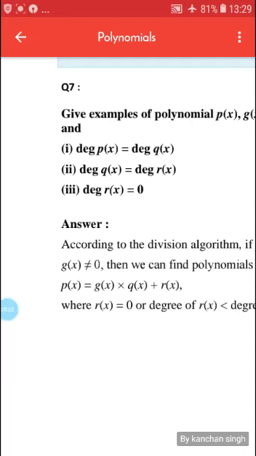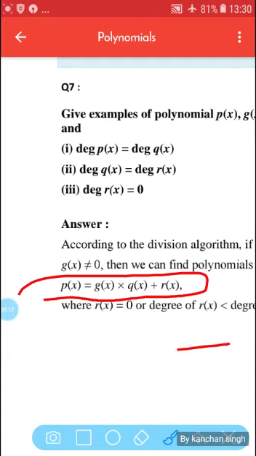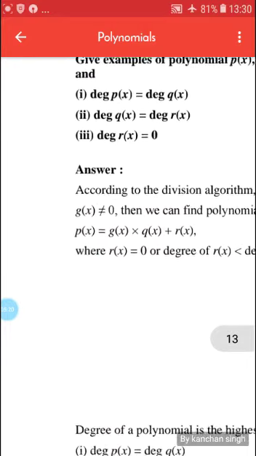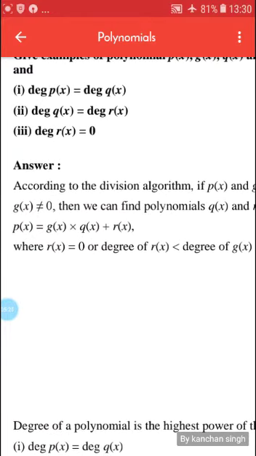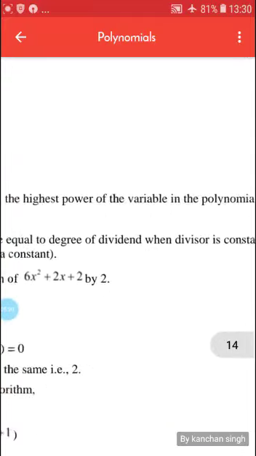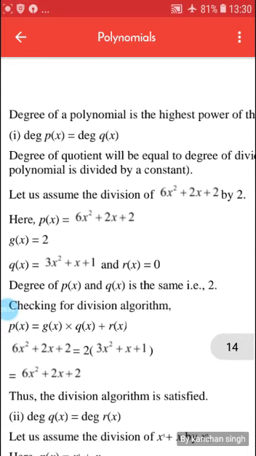So according to the division algorithm, we know p(x) is equal to g(x) into q(x) plus r(x), where r(x) is equal to 0 or degree of r(x) is less than degree of g(x), because if this is not there, then division will not be possible. Now see here, degree of a polynomial is the highest power of the variable in the polynomial. You have learned degree of polynomial in class 9. So the highest power is the degree of the polynomial.